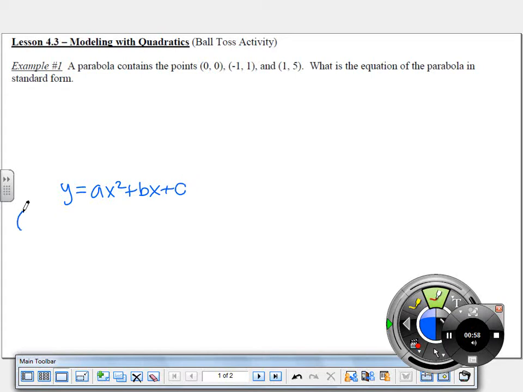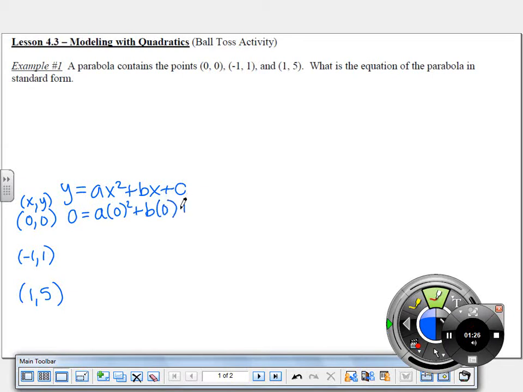And then if we look at the points, we're going to plug in 0, 0, negative 1, 1, and 1, 5. Now remember, each point is an x and a y value. So you would plug those values into x and y simultaneously, and hope that you would learn something about a, b, and c. So 0, 0 is a super friendly point, so to speak.